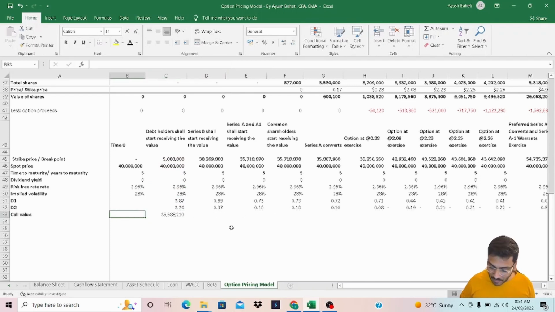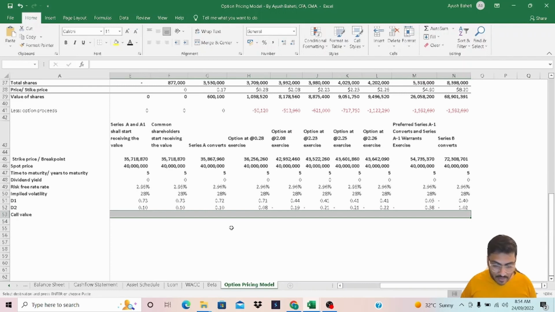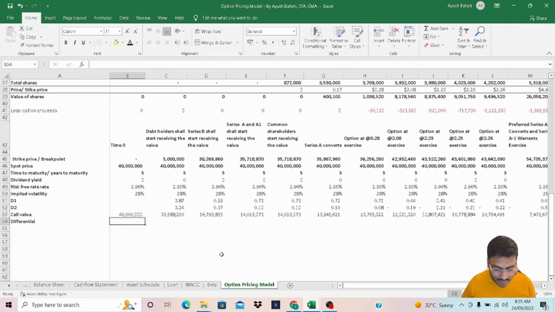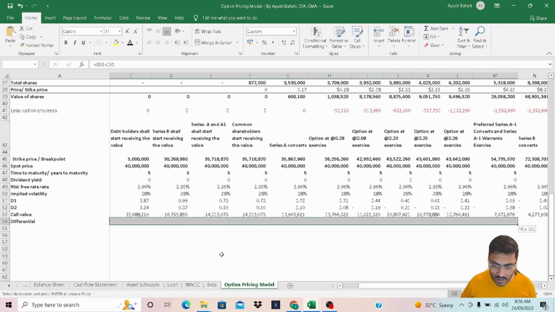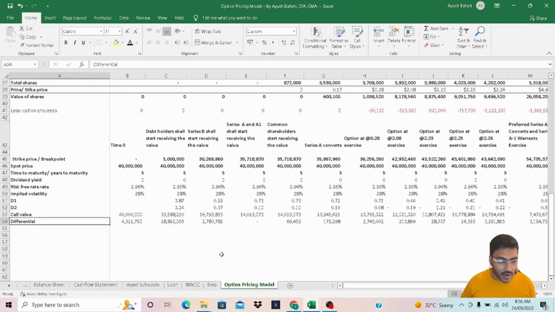Now what is the call value at time 0? That is nothing but the spot price. And likewise we will calculate the call value at each of the breakpoints. Now the next step is to calculate the differential at each step. So at this stage, what is the differential? This minus this. Okay, and I'm going to drag the formula all the way here.